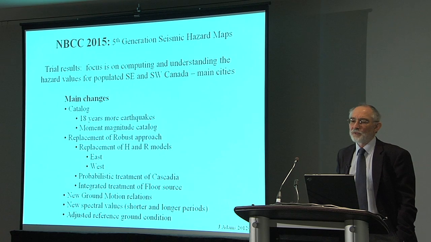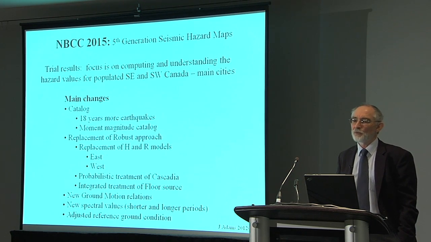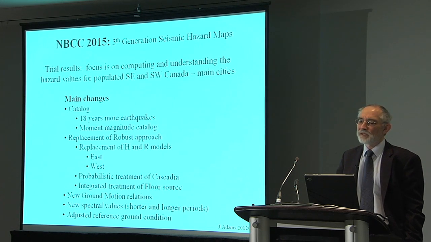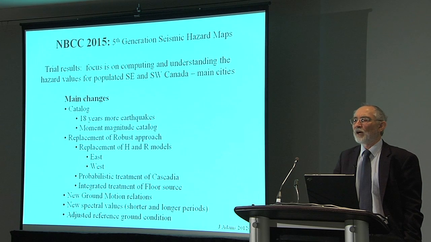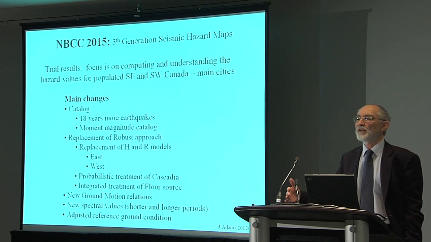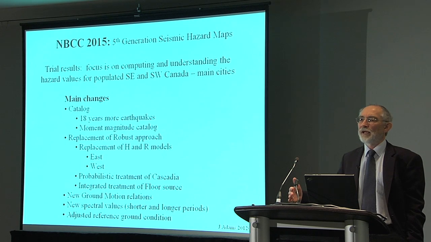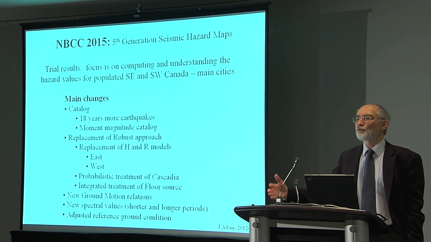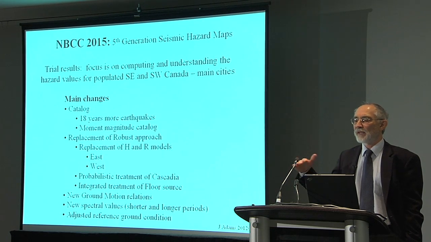Now, I wanted to spend the rest of the talk looking forward to where we're going for the next National Building Code in 2015. And at the moment, our trial results are on computing and understanding the hazard values for the populated parts of southeastern and southwestern Canada. Now, the reason that we do this is that our assumptions and input and data and understanding have changed since we last did this. And they've changed quite a lot, and so we can expect the hazard values to change too. What we're doing is effectively making our best estimate of the true value according to the information we have at hand. We don't know the true value, we're just estimating it, and that's why the numbers change as we get better at doing this.